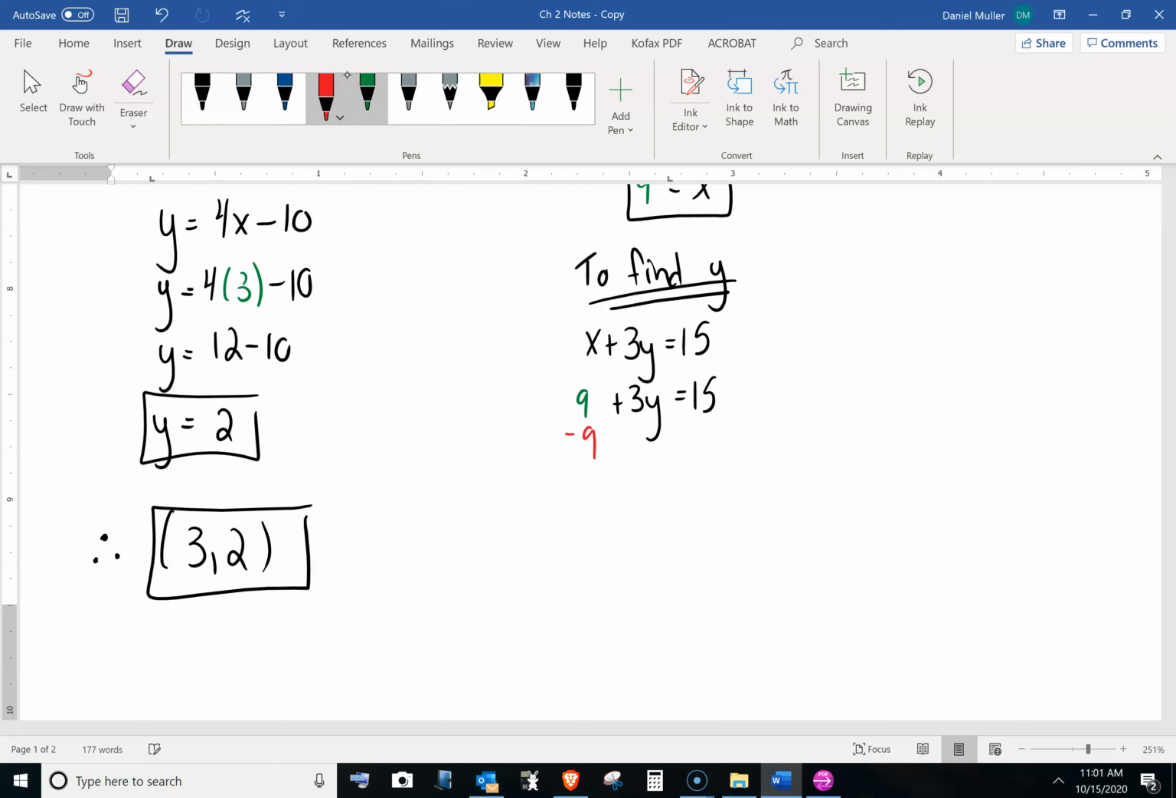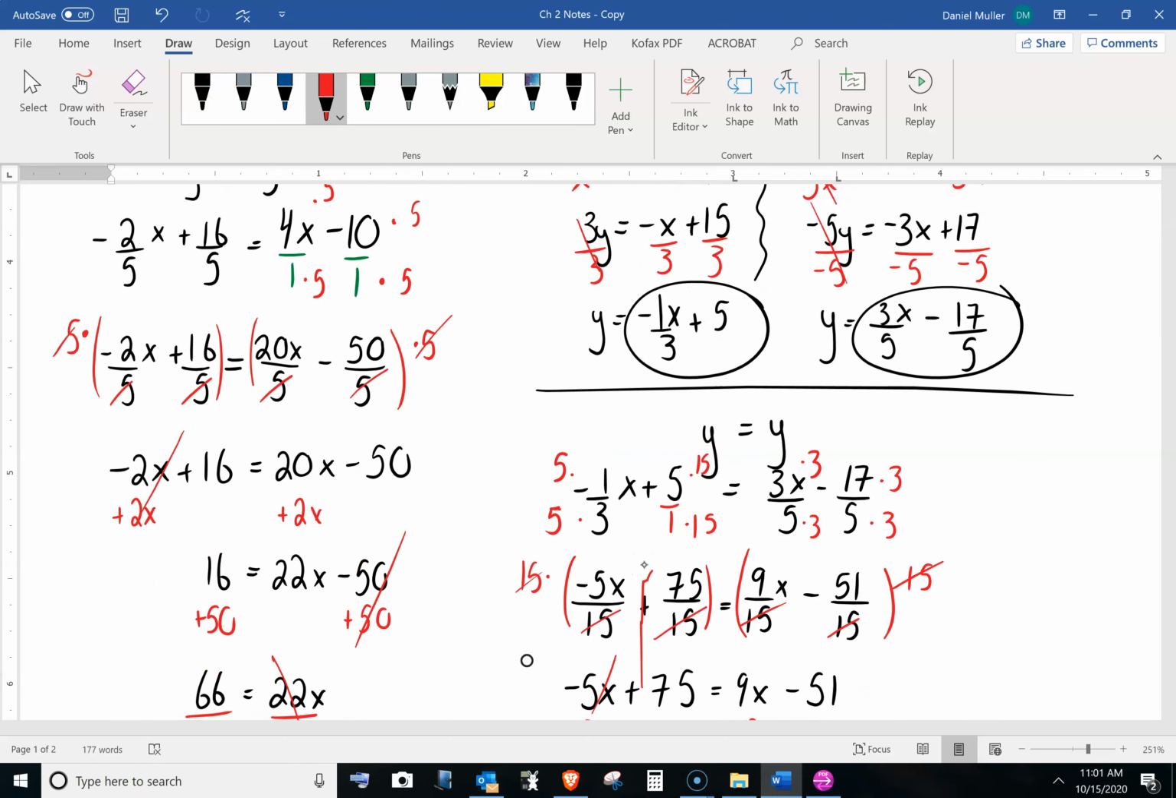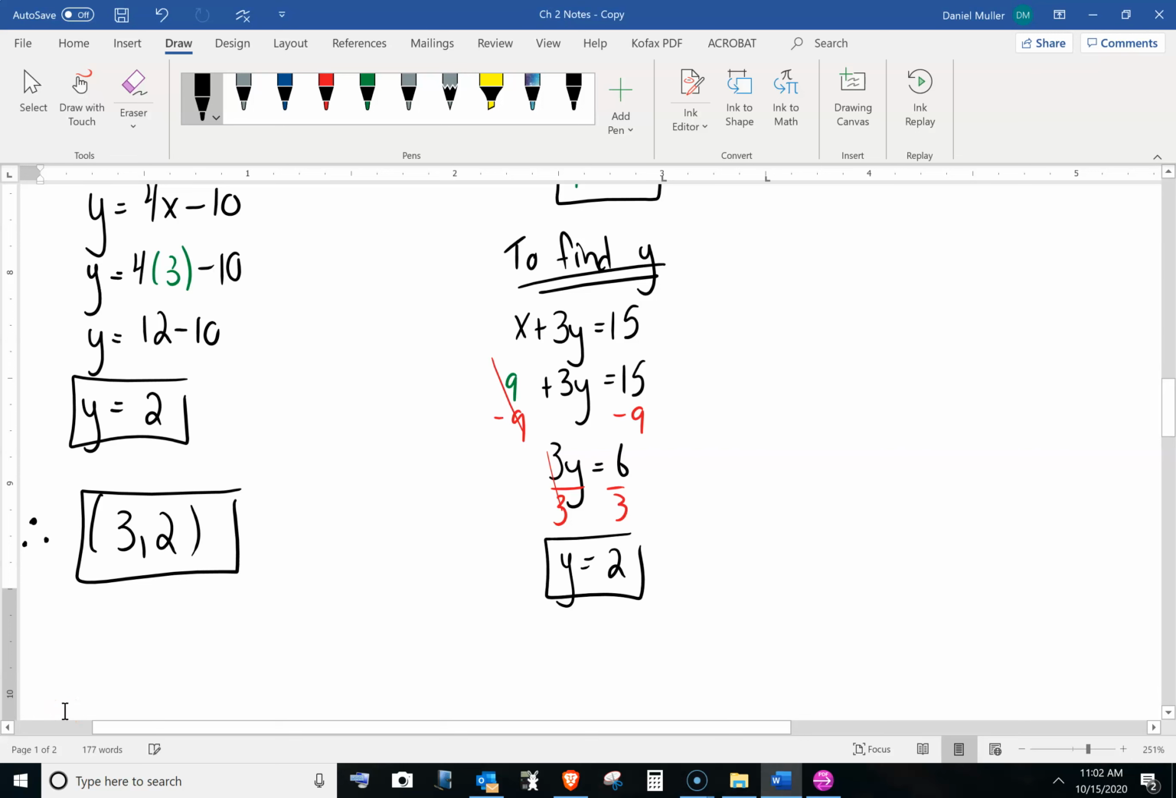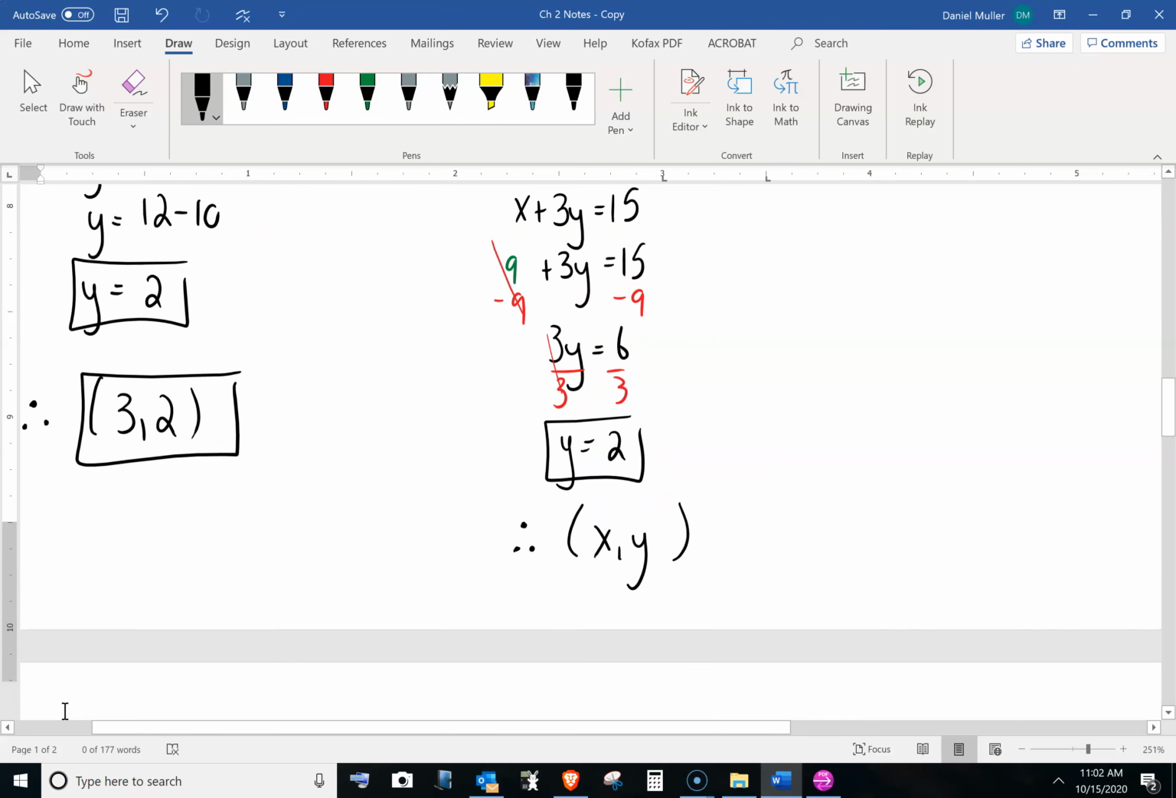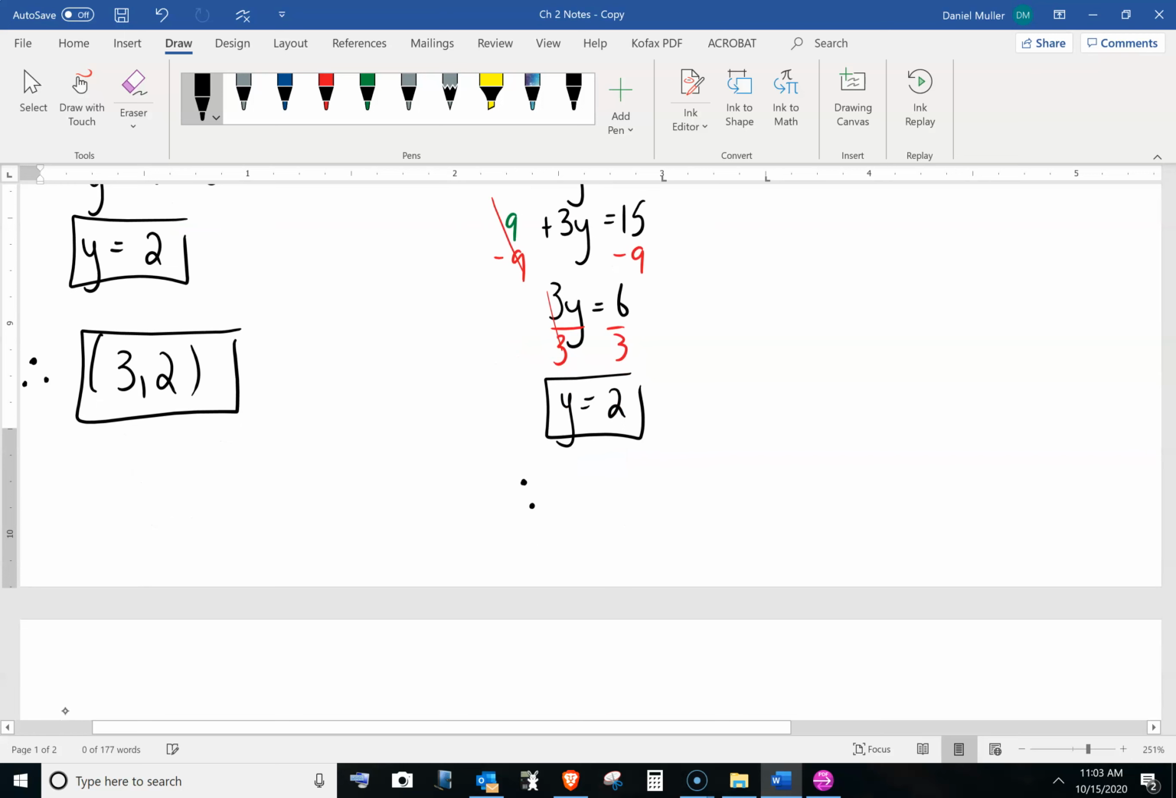So I need to find out what my y is. I'll just subtract the 9 from both sides. So 3y is equal to 6. Nice. Divide by 3, which will get me 2. Y equals 2. Therefore, our x is 9 and our y is 2. So there we have it. That point works.